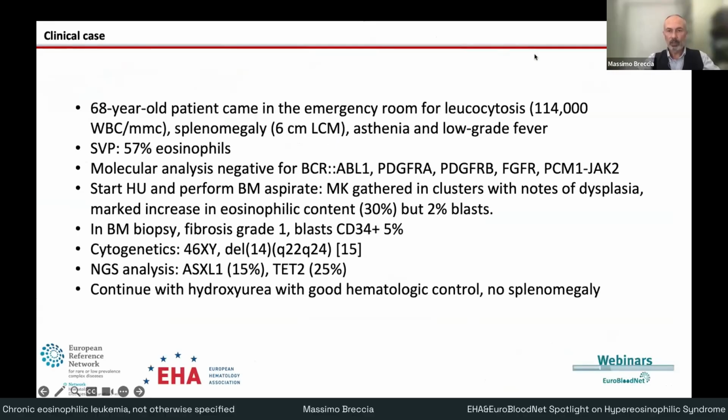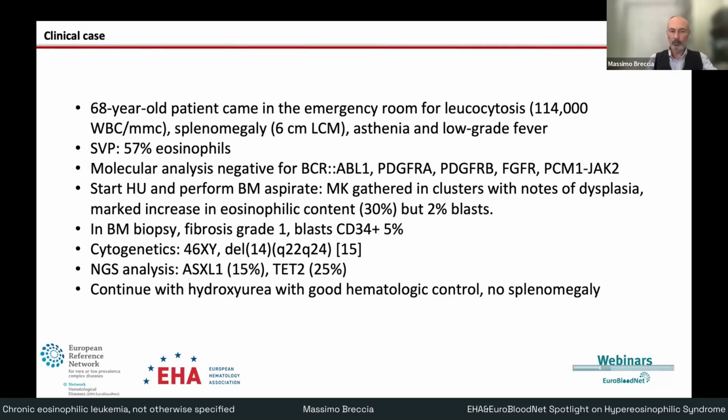So at first, I would like to start with a real clinical case of a 68-year-old patient that arrived in our center for leukocytosis, splenomegaly, and low-grade fever. The morphological analysis of the peripheral blood showed 57% eosinophils, and the molecular analysis that was performed immediately was completely negative, not only for BCR-ABL, but also for all the other tyrosine kinase gene fusions, such as PDGF receptor alpha, that is the most common, and that will be the next topic of the next webinar.